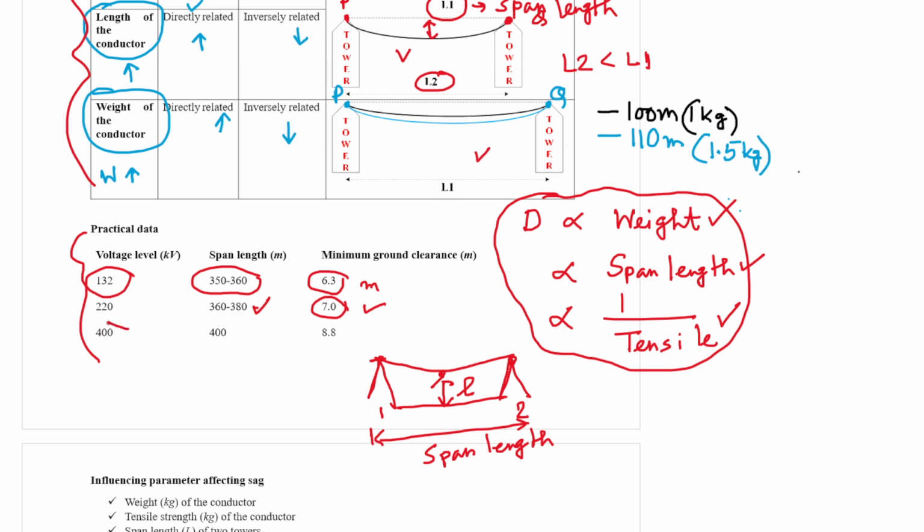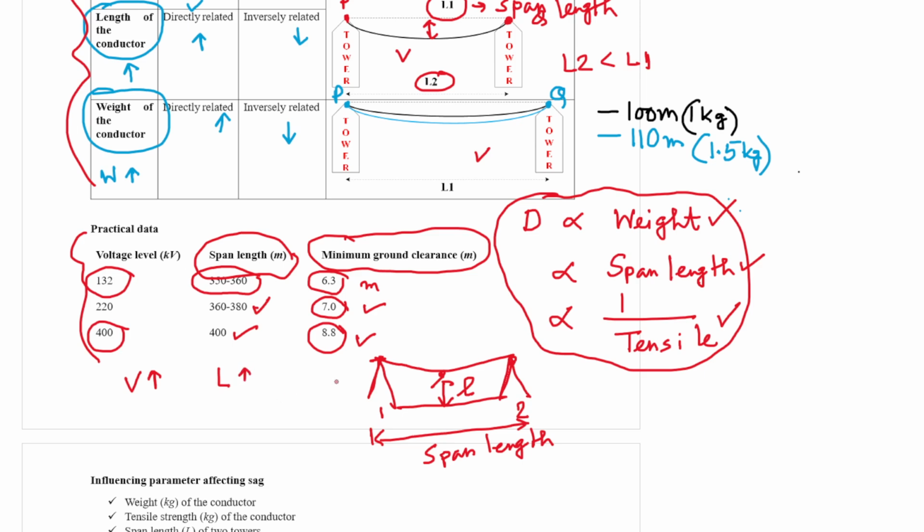Now we have 400 kV. If we have a 400 kV transmission line, you see span length increases to even 400 meter, and the ground clearance is 8.8 meter. So as the voltage level of the transmission line increases, this span length and this minimum ground clearance increase. This is very important. As the voltage level of the transmission line increases, span length, that is L, increases, and the minimum ground clearance will also increase.